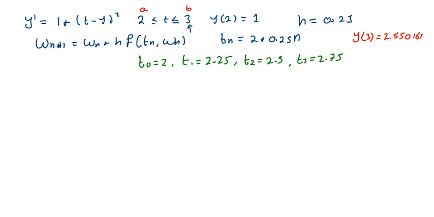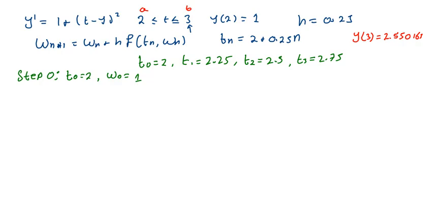So for the first step, I'm going to call it step 0. Allow me to call it step 0. So under step 0, one thing you know is that you're going to have t naught, which is equal to 2. Then you're also going to have w naught, which you already know is equal to what? It's equal to 1.